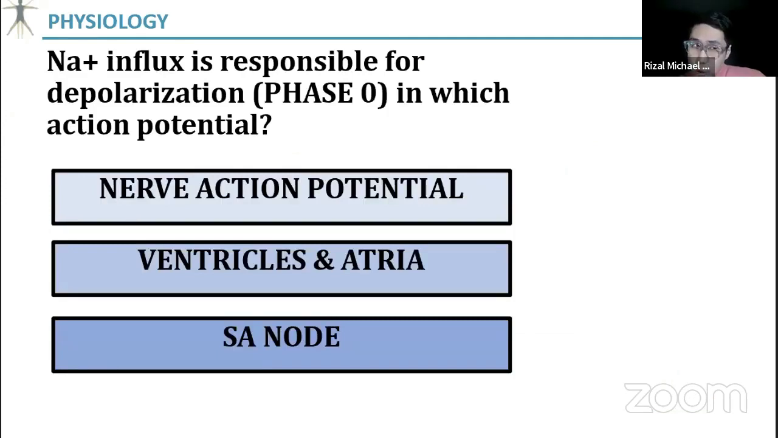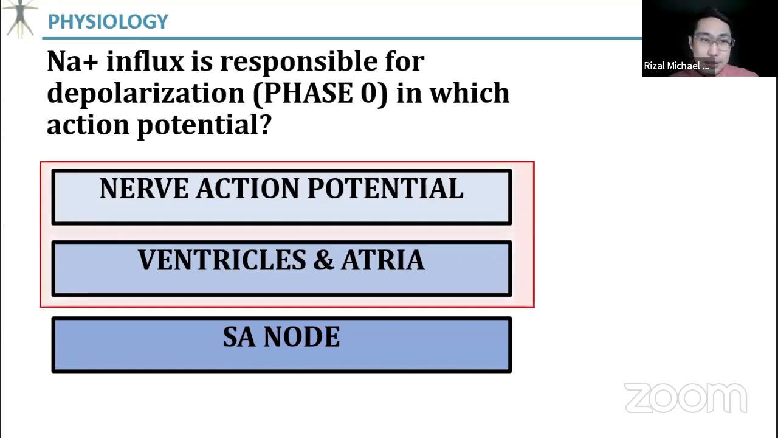Okay. Sodium influx is responsible for depolarization or phase 0 in which action potential? Saan daw nagkakaroon ng sodium influx? Nerve action, ventricles atria, SA node, or lahat yan? So very important, very important. We have your nerve action potential and ventricles and atria. Okay? Hindi kasama yung SA node dyan.